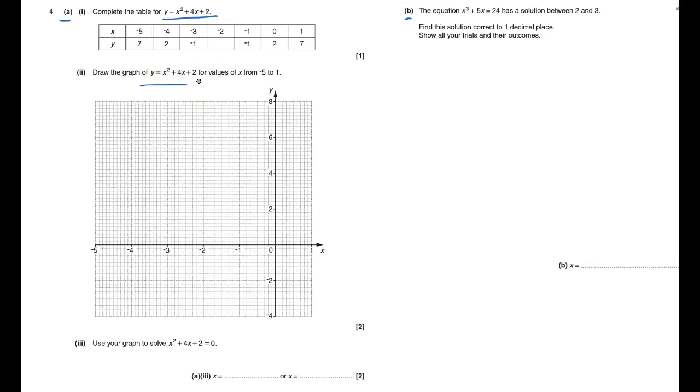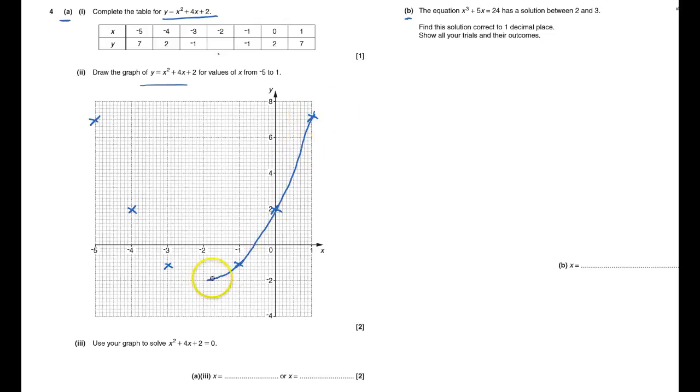So actually what I'm going to do is draw the graph first, because I'm going to use that to check that I get this one right. So minus 5, 7 is there. Minus 4, 2 is there. Minus 3, minus 1 is there. Can't do the next one. Minus 1 is there. 0, 2. And finally 1, 7 is right up there. Draw a smooth curve going through them.